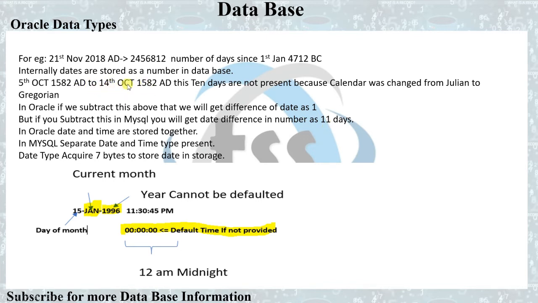In Oracle, date and time are stored together. In MySQL, separate date and time types are present. Date time requires 7 bytes to store date in storage. Like for example, this is the date: day of a month, current month, year cannot be defaulted. 11:30:45 PM. If you haven't provided a time, the time will be defaulted, if not provided, to 00:00:00 at 12 AM midnight.